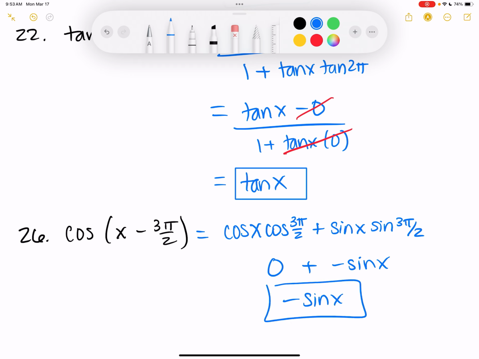This reminds me of those identity problems. Just don't try to use the identities to solve these.